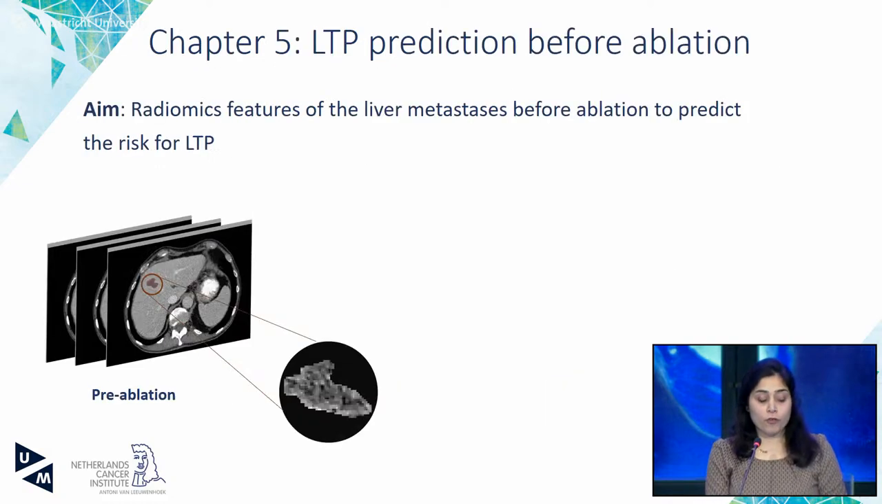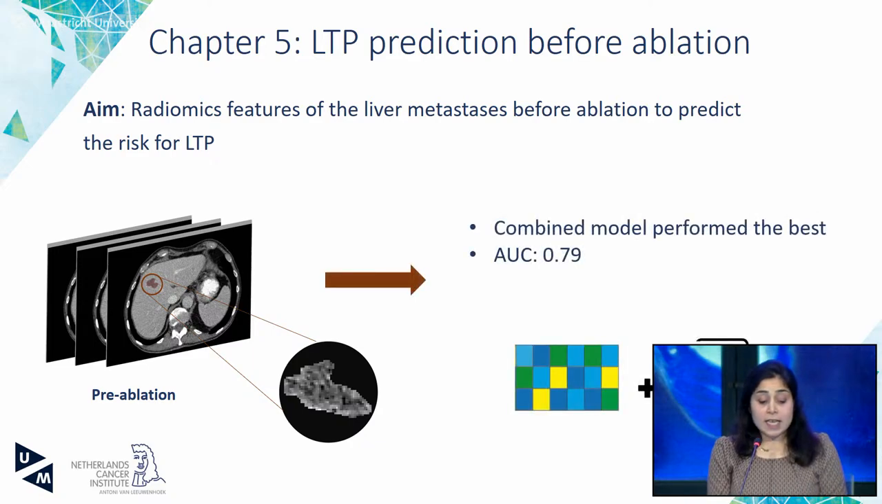So in chapter 5, we investigate the radiomics features of the liver metastasis before thermal ablation, and we build three predictive models to see if we can predict the risk of LTP. In this study, the combined model performed the best with an AUC of 0.79, and both radiomics features and clinical variables were selected as the most predictive features.